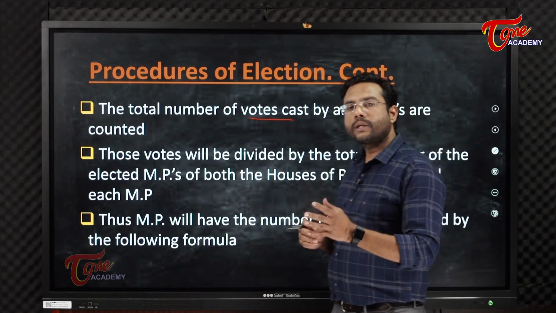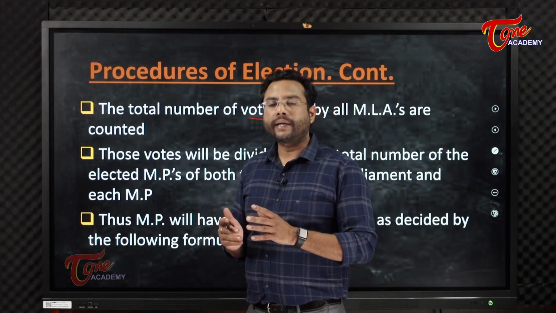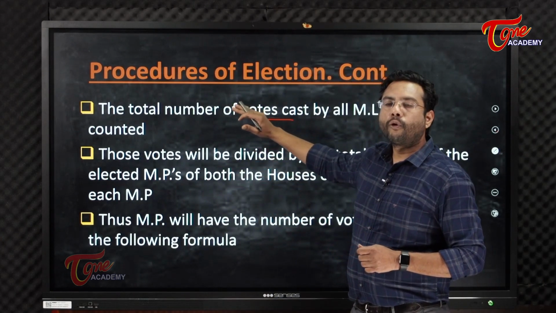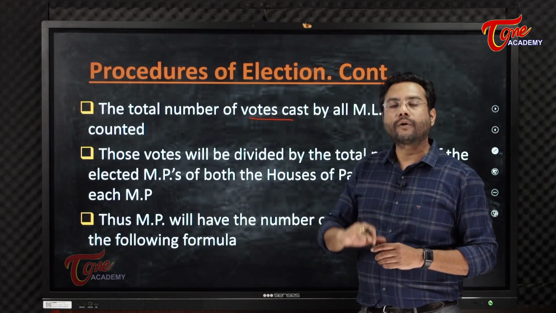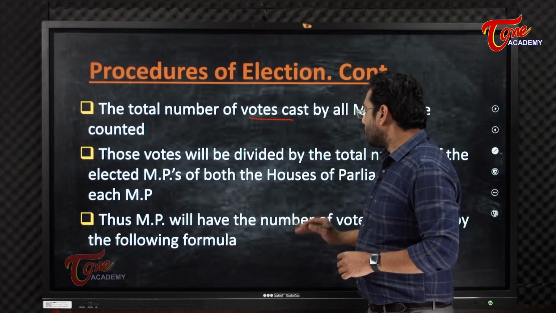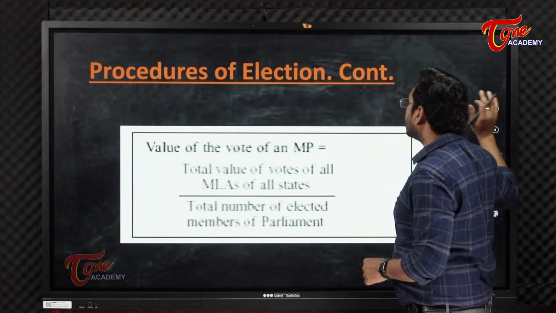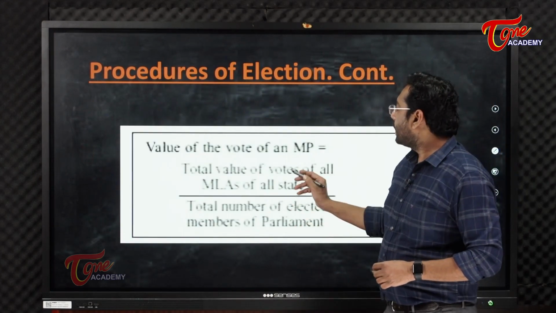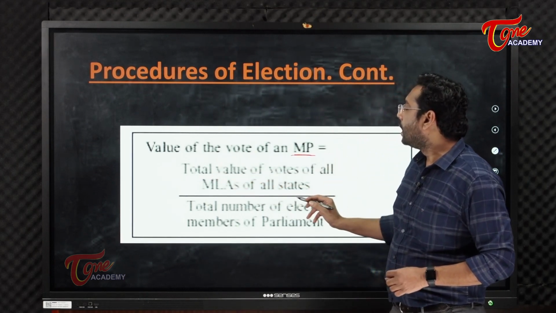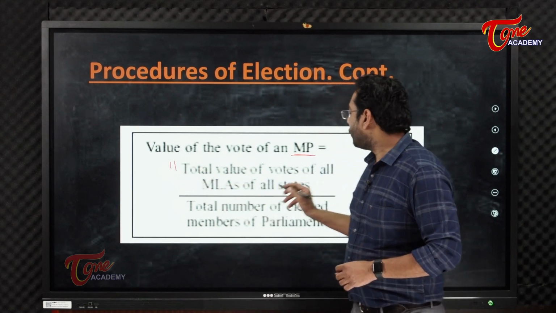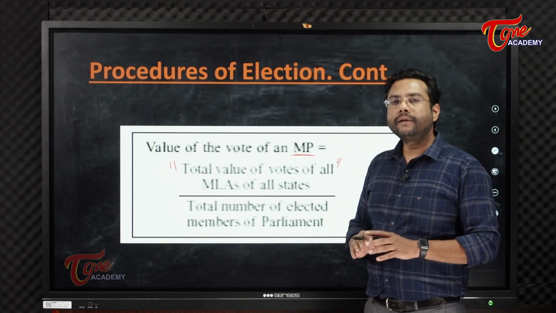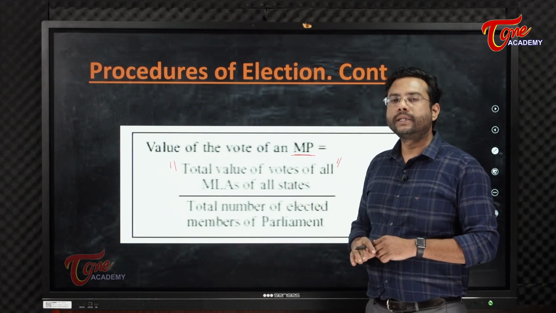So, for both Lok Sabha and Rajya Sabha, we will calculate that by dividing this total number of votes, that is the value of all the MLAs of all the states, by the total number of elected MPs. So, this will be the next formula. So, here the value of the vote of an MP is, we have got the total value of all the MLAs here. First we will count in one state, then similarly we will take all the states into consideration.